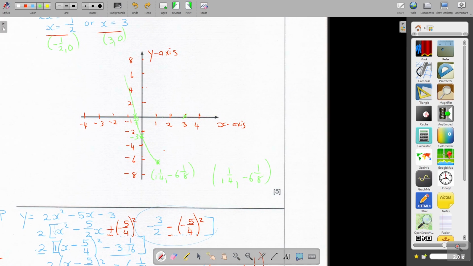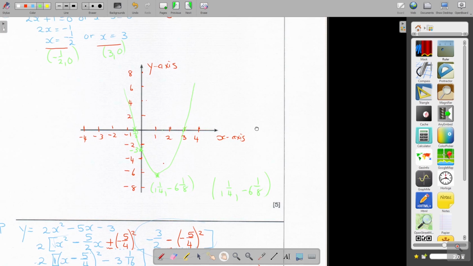Bit more difficult technology, but I'm going to succeed. Okay, I think you can draw a better curve than I did here with my technology.